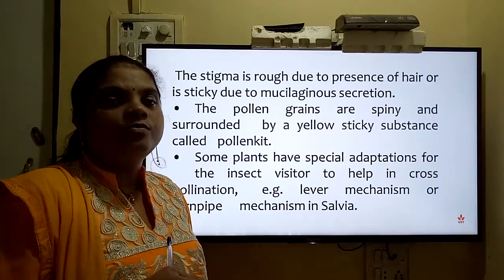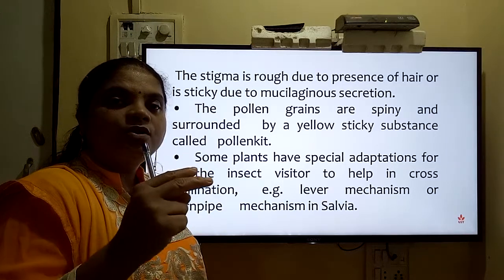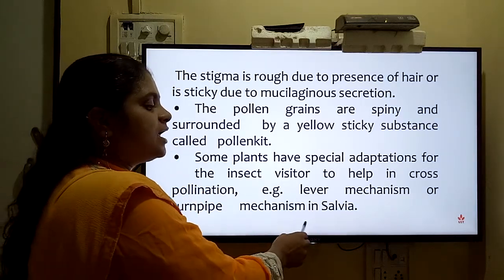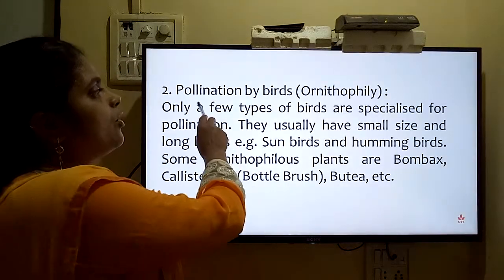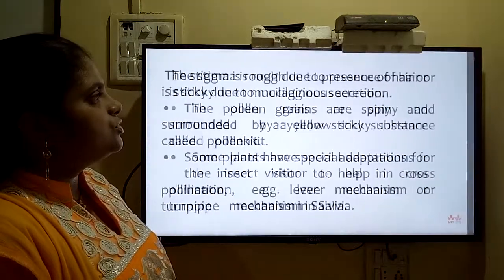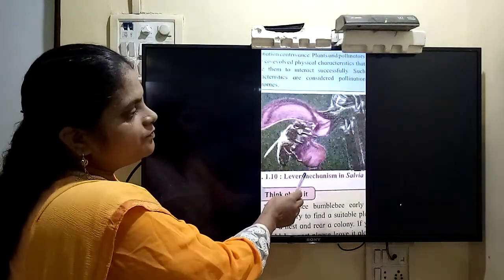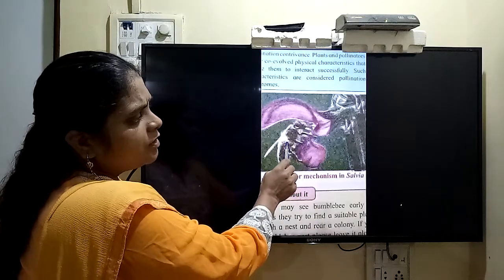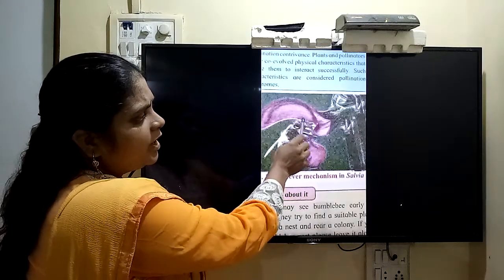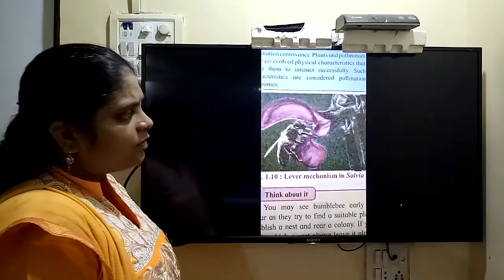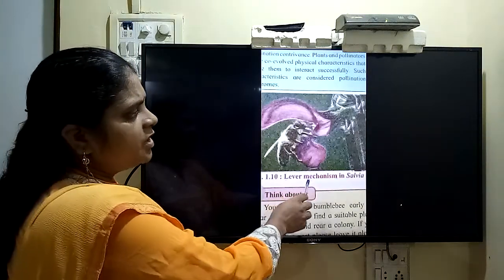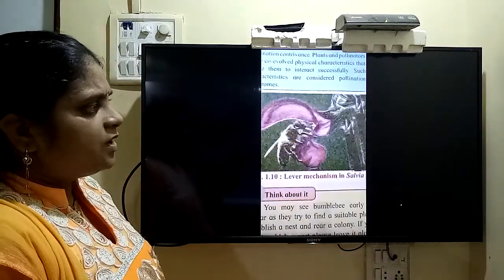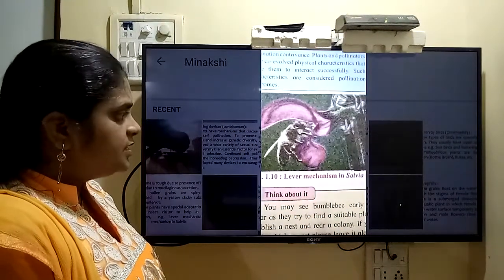This kind of bending we observe, with two types of anther lobes, sterile and fertile. That's why this is called the lever mechanism or turnpike mechanism in Salvia. Here I want to show you in the picture. This one is a flower. Insects sit on the sterile anther lobe, and the fertile anther lobe touches its back or wings. That is the lever mechanism. You can easily make out that the flower bends due to the weight of the insect. So this is the Salvia flower with its lever mechanism.